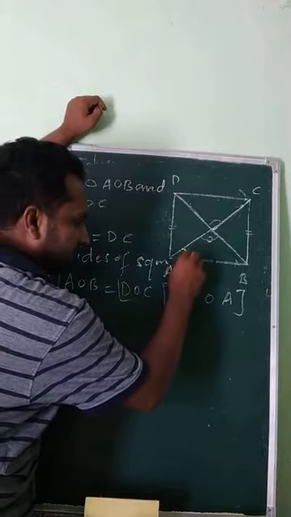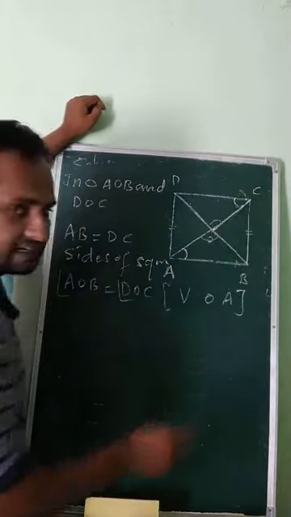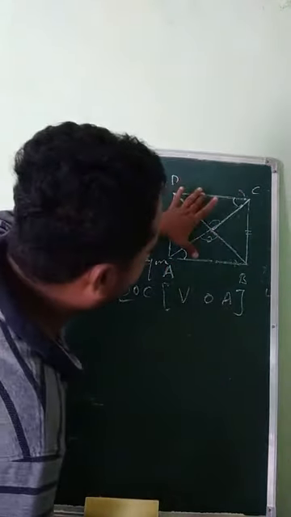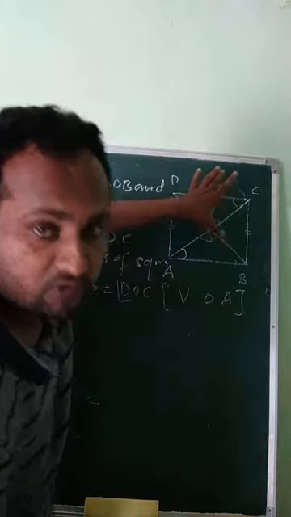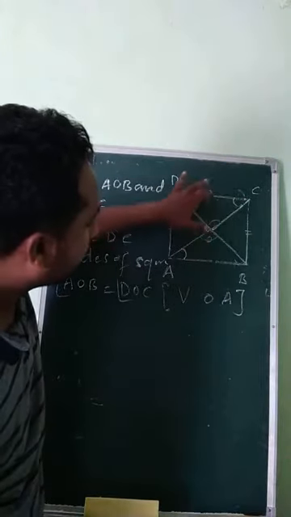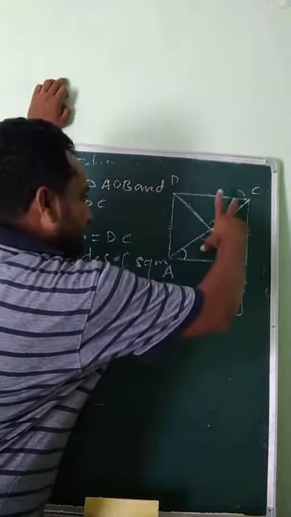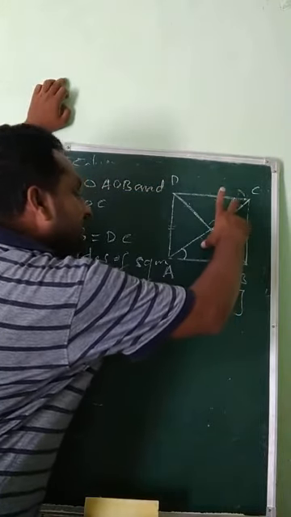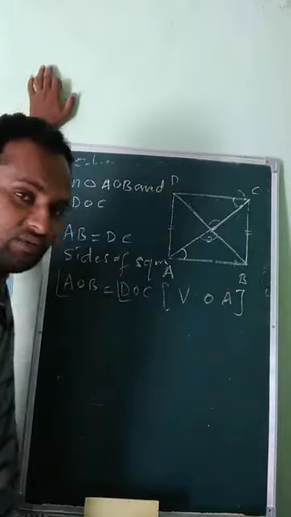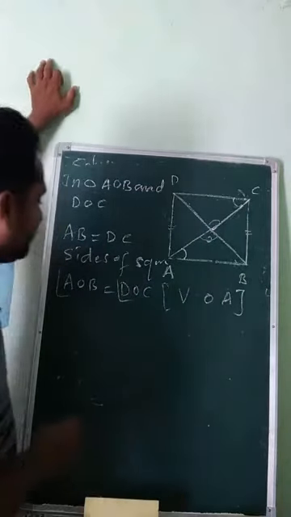What can you say about this angle and this angle here? See the properties of the square: opposite sides are equal and parallel. These two lines are parallel, which means AC is the transversal. Now, AC is the transversal, so the alternate interior angles are equal.